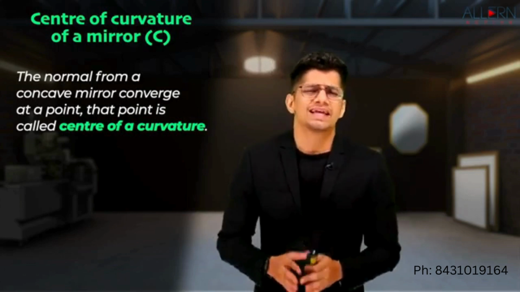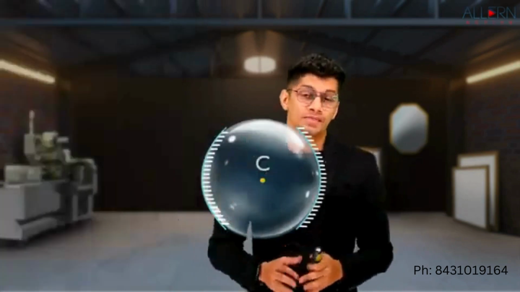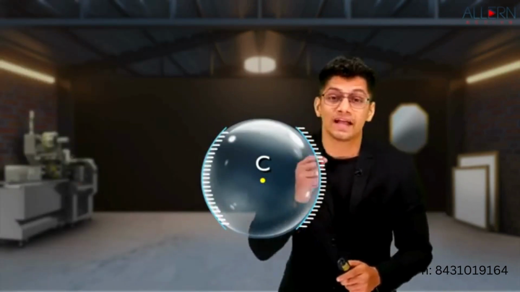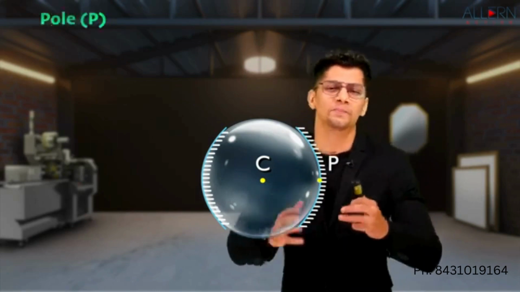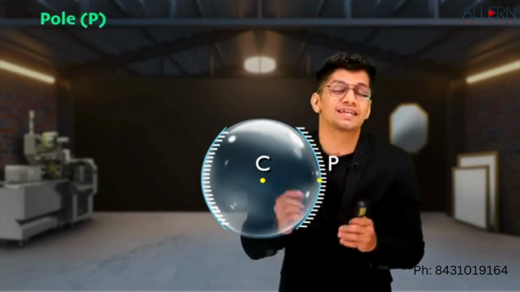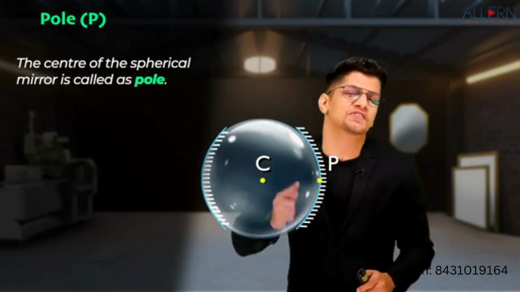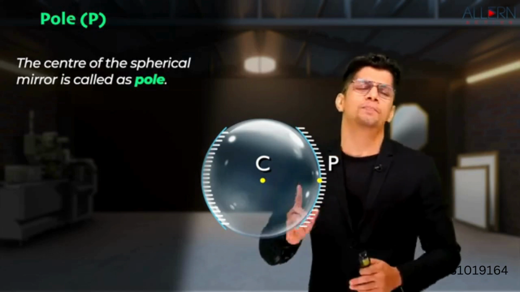So in simple words, center of curvature is nothing but the center of a sphere. Now similarly, we also have a center of the spherical mirror, and that is denoted by capital P, and we call it the pole. So center of curvature is the center of the sphere, but pole is the center of the spherical mirror. So we have learned two terms, center of curvature and pole.